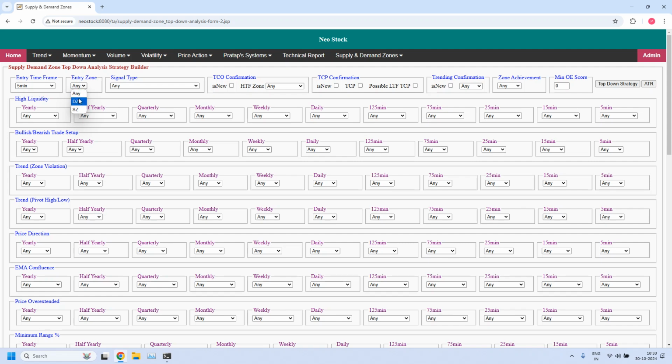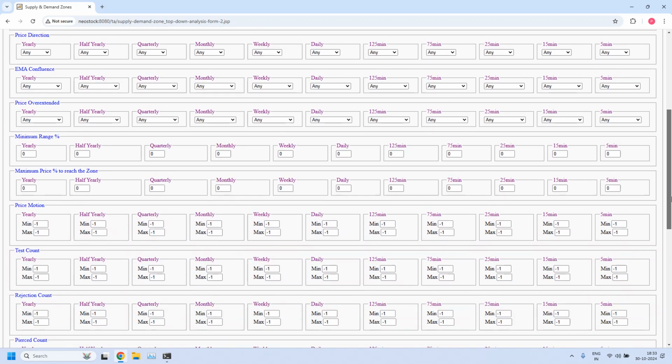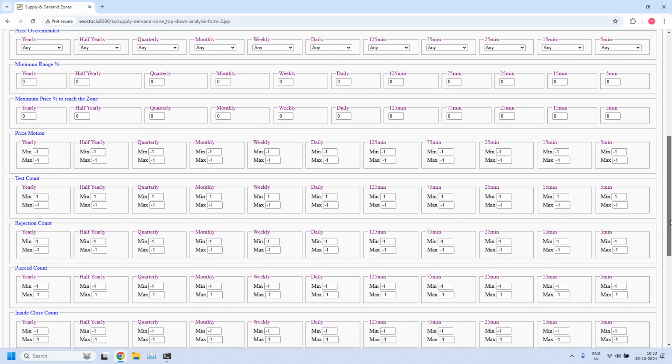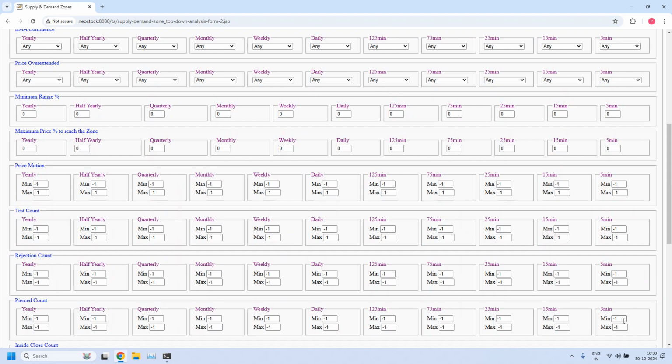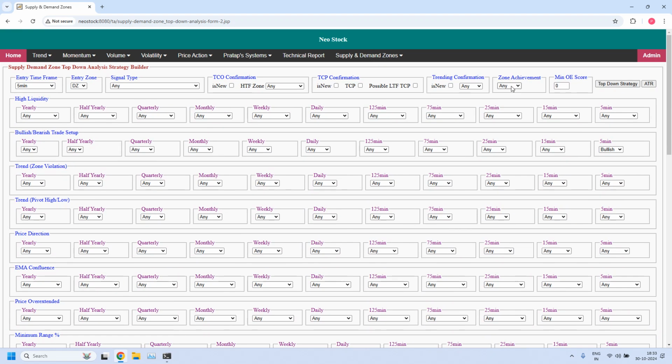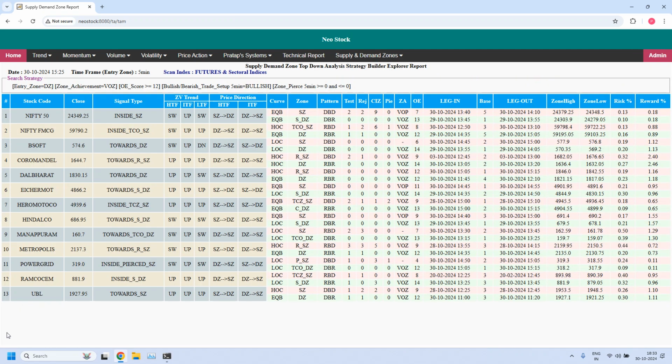Entry time frame 5 minutes, entry zone, demand zone. In bullish or bearish trade setup at 5 minutes, I am selecting bullish. The 5 minutes demand zone should not be pierced. So in the pierced count at 5 minutes time frame, I am setting minimum value 0, maximum value 0. Zone achievement violated, opposing zone, minimum odd enhancer score is 12. All the 3 filters are applied to the 5 minutes demand zone. Let's verify. We got 13 stocks.